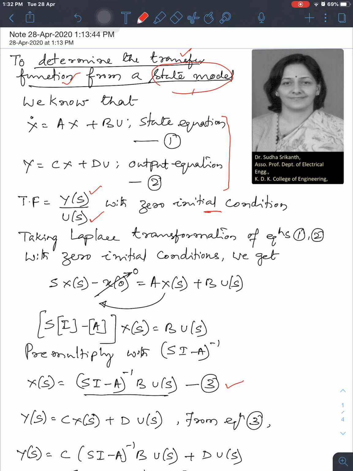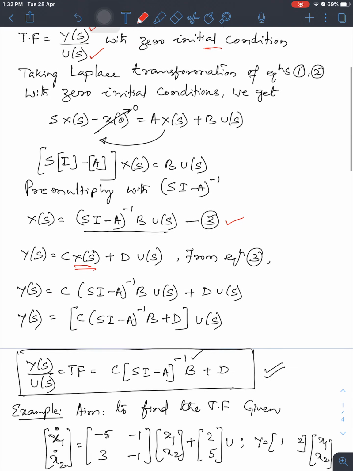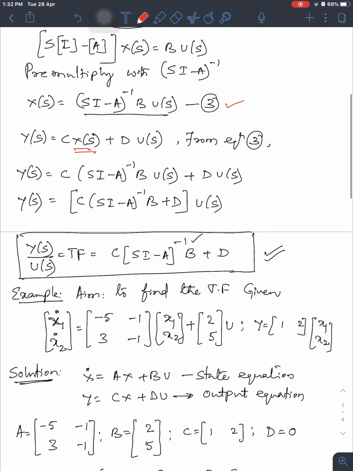Now all we are interested in is Y to U. So take the second equation, then substitute for x. That's what we do, substitute for x, and we were able to get on the right hand side things in U. Take U as common factor, then the Y to U ratio is available to us. It is simple. Transfer function is this, C into (sI minus A) inverse into B plus D. We may have to remember this expression to compute the problems.